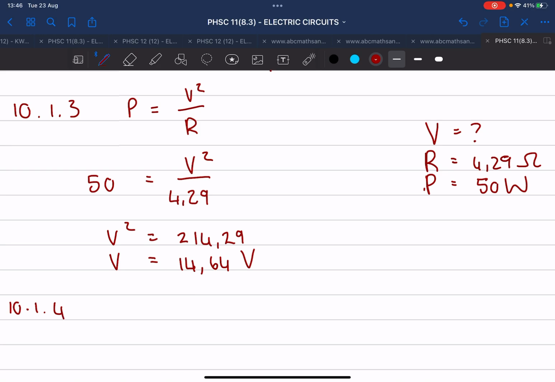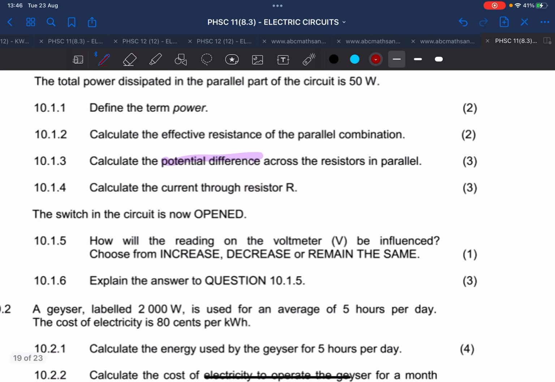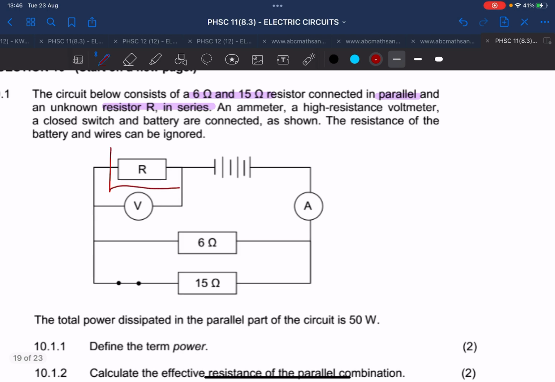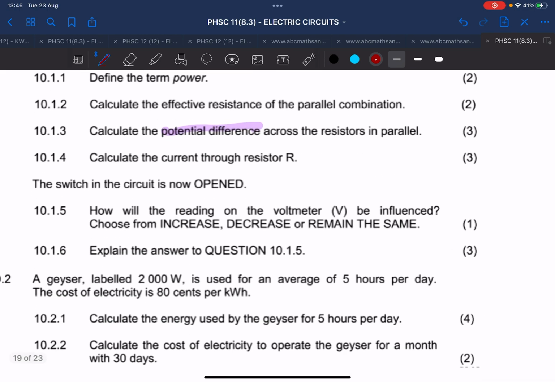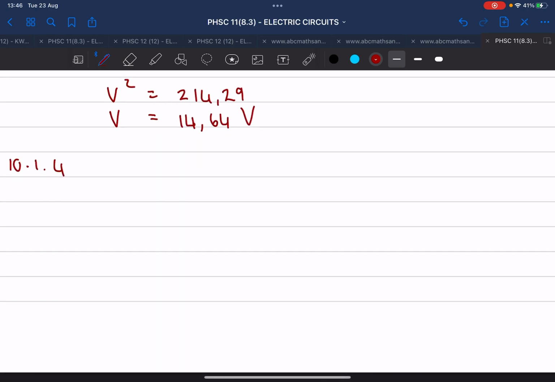10.1.4 asks us to calculate the current through resistor R. So they want the current through this resistor. So what do we have? We have V. Is that V the total V? Yes, it is. We want the current. Do we have R? Yes, we can use the total resistance in the parallel circuit because the complete current goes through the parallel circuit.